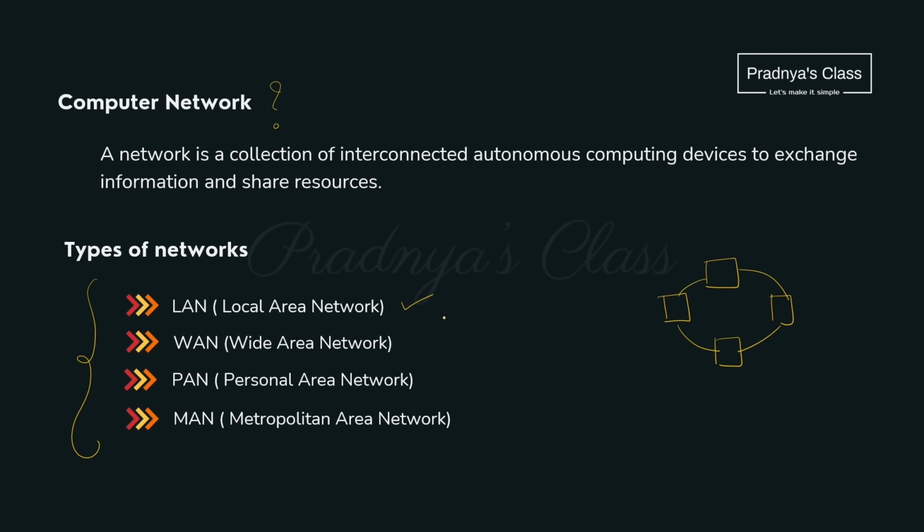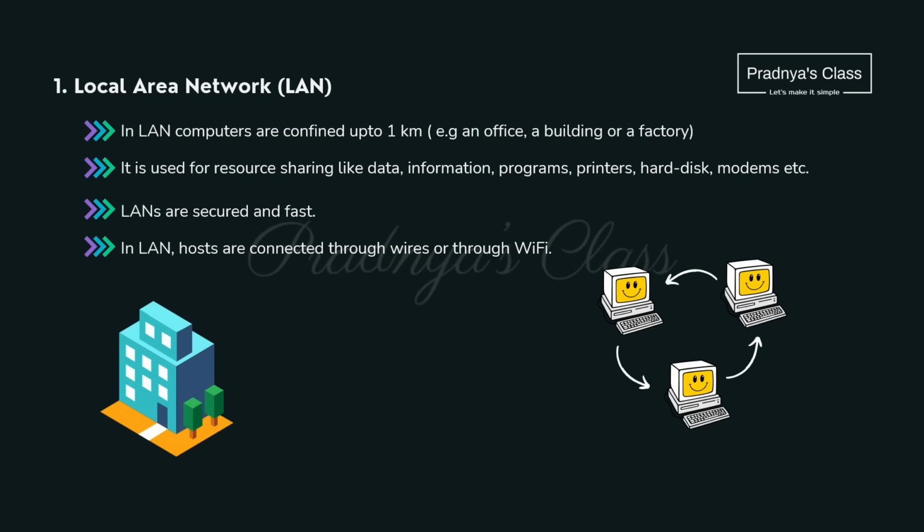First is LAN, that is local area network. Second is WAN, wide area network. The third is PAN, personal area network. And the fourth is MAN, metropolitan area network. You may get question based on it, so let's revise it.